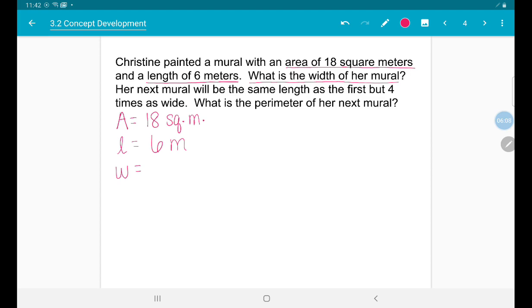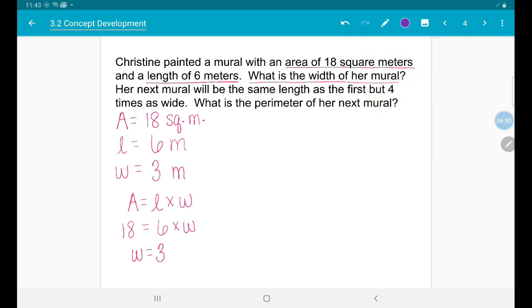I'm solving for the width, and we'll go on to the next part in a few minutes. All right, so I know the area is 18 square meters. I know the length is 6 meters. I need to know the width. So I can use the area formula. Area equals length times width. I know that the area is 18 square meters. I know the length is 6 meters, but I do not know the width. I can solve for the width because I know that 6 times 3 equals 18. So the width is going to be 3 meters. So I've solved the first question.